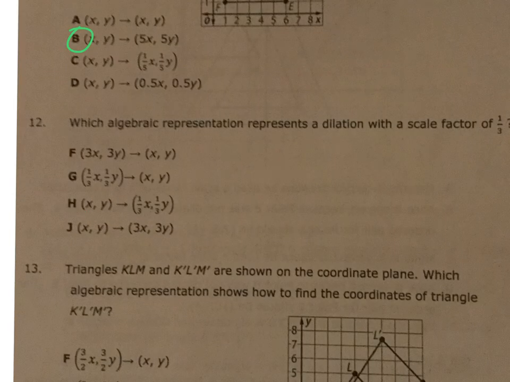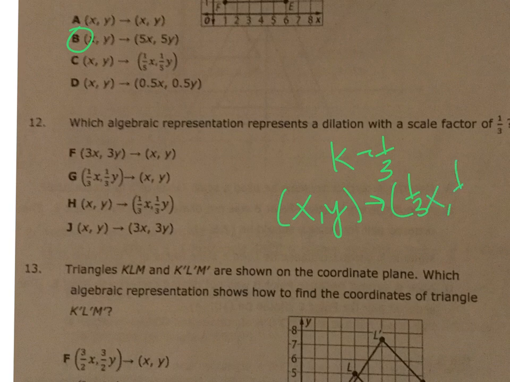Okay, number 12, same thing. It tells me my scale factor is 1/3. Again, I have to start x, comma, y, and then I need to find the one that's 1/3 x, 1/3 y. Okay, so F doesn't start xy, G doesn't start xy, I can get rid of those. And then I see that it's H because I have 1/3 right there in front of both the x and the y.